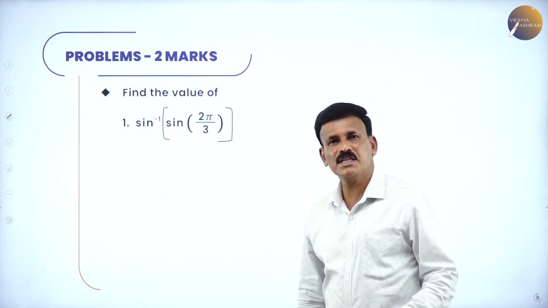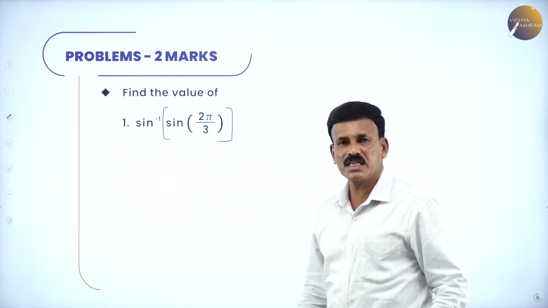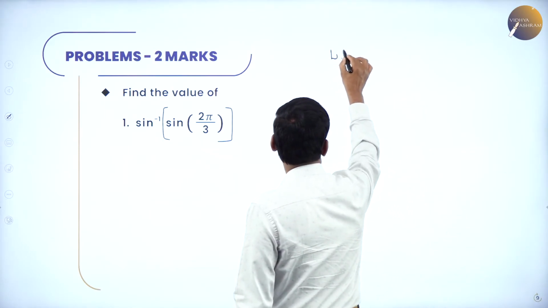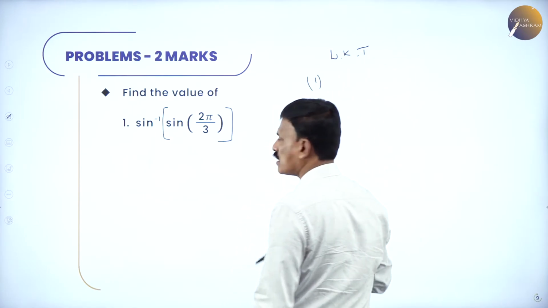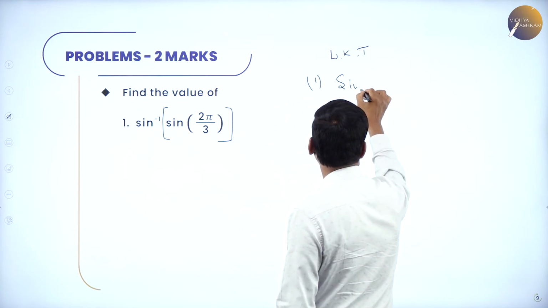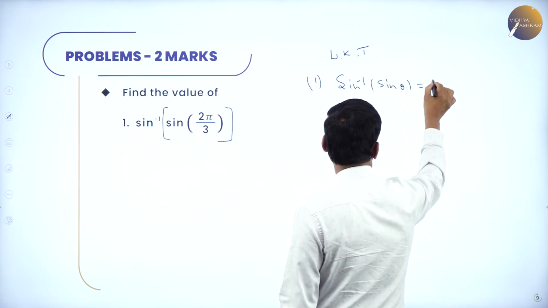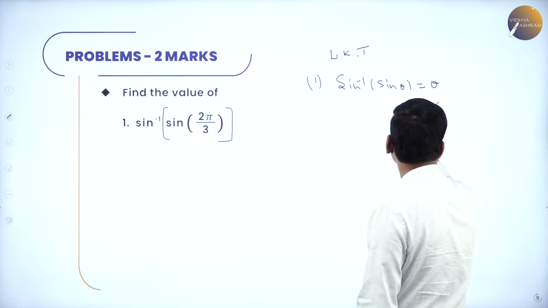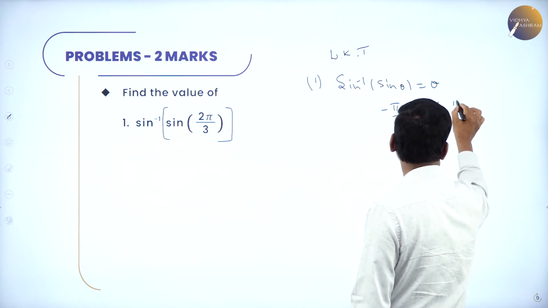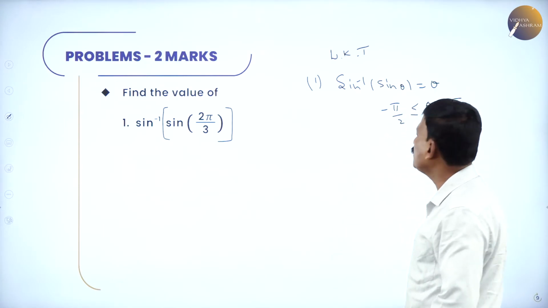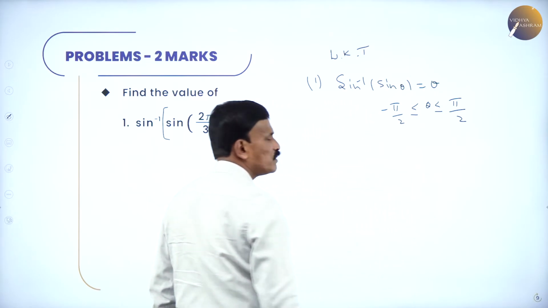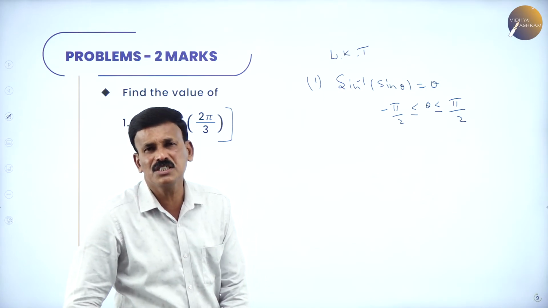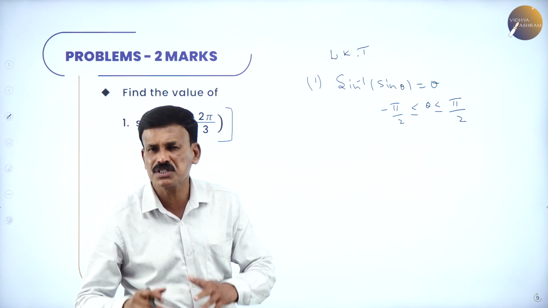Now let us come to the next type of problem. Find the value of sine inverse sine, cos inverse cos, tan inverse tan. Now we know the properties; in the last class I taught that sine inverse of sine theta is always equal to theta if theta lies between minus pi by 2 and plus pi by 2. Sine inverse sine theta is equal to theta where theta lies between minus pi by 2 and plus pi by 2. Up to 90 degrees, sine inverse sine is always equal to theta, whatever it may be, either positive or negative.